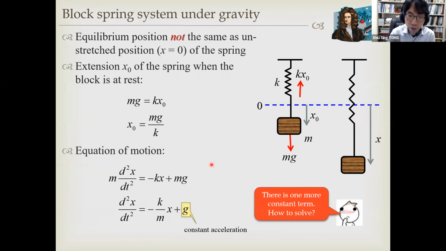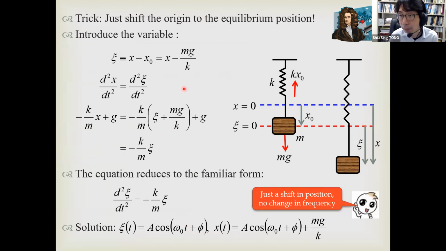Now, how do we solve this equation of motion if there's a constant g? The trick is like this. Instead of making reference to this level, which is called x equal to 0, we now make a change of variable. The change of variable is to a new variable, xi. So what is the relationship between xi and x?